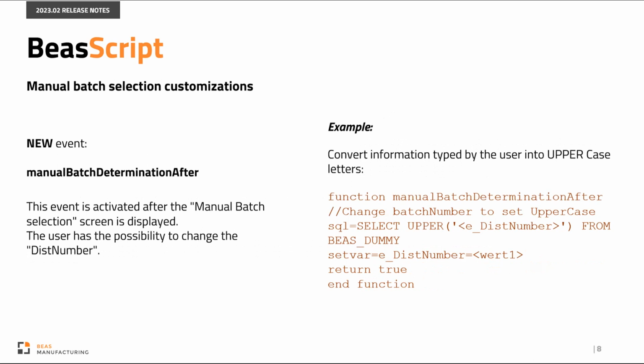Similarly, the manual batch determination after event is activated after the manual batch selection screen is displayed. The user has the possibility to change the dist number. For further examples and variable descriptions, please visit our Beas script documentation page.